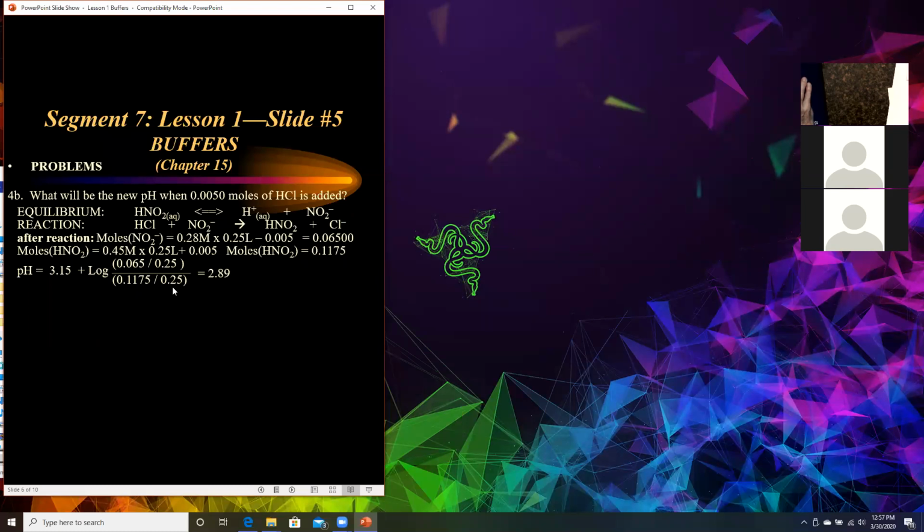But be very, very careful. The equation is written for molarity. So the pH that we would get at this would be 2.89.